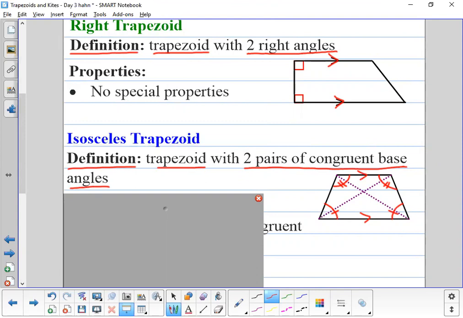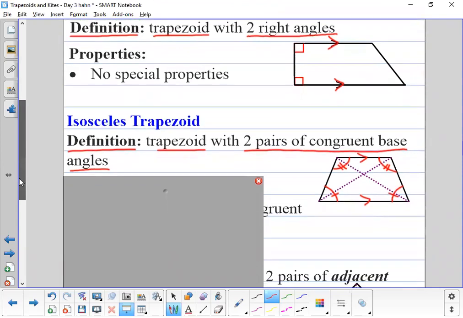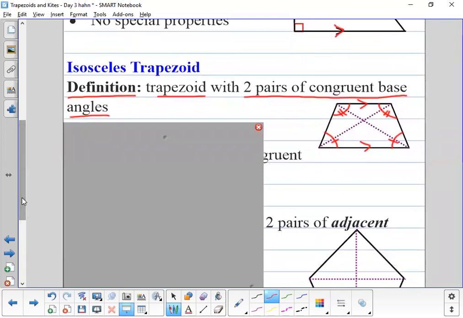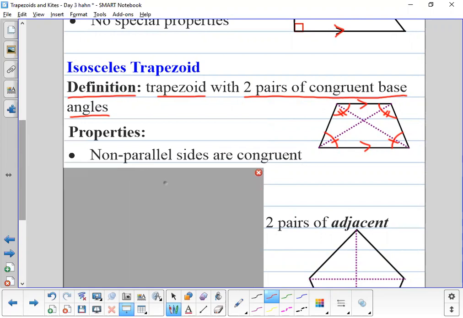When we're thinking about isosceles triangles, we usually talk about how the isosceles triangle has two congruent sides. That is actually a property of the isosceles trapezoid. It's not the definition of it, it's a property of it. So here are my properties. The non-parallel sides are going to be congruent. So that means I've got one pair of congruent sides.